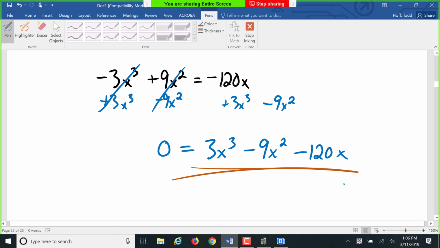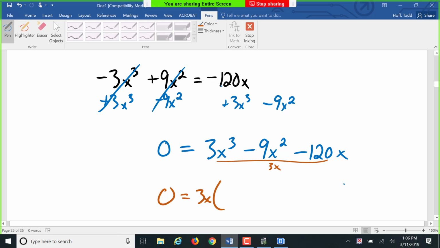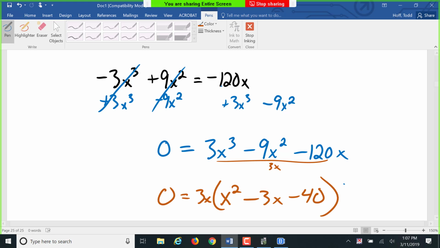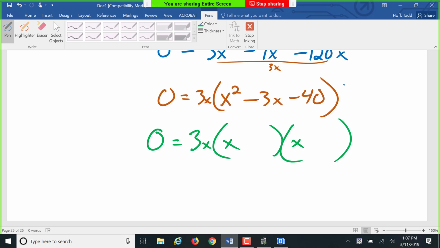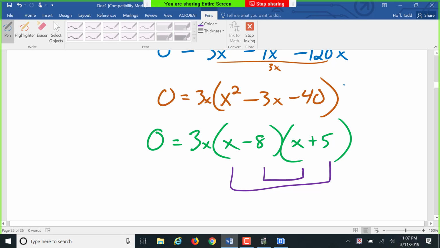What can I factor out of this? 3x. When I divide by 3x, what do I have left? X squared minus 3x minus 40. Good. Are we done? No. What do we have to do? We can do that reverse multiplication, right? We got x and x, negative 8 and plus 5. Okay. If you do your check, yeah, you've got a positive 5x, negative 8x. That does give us negative 3x. We're good.